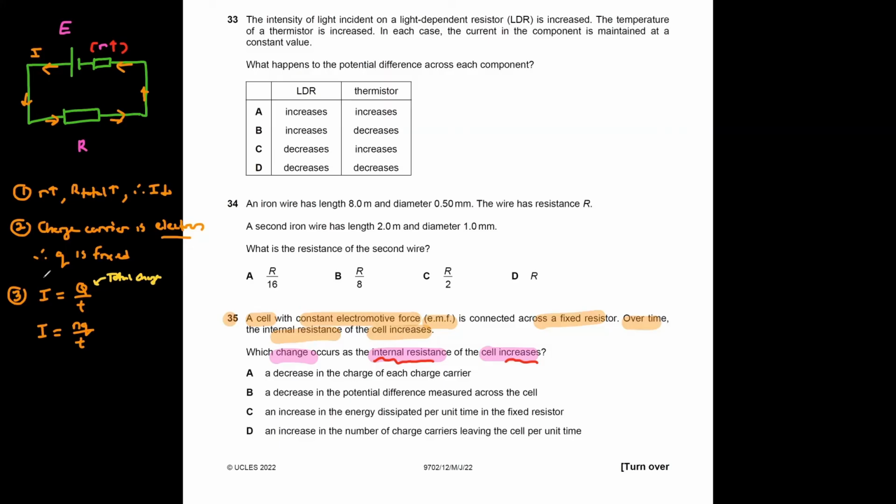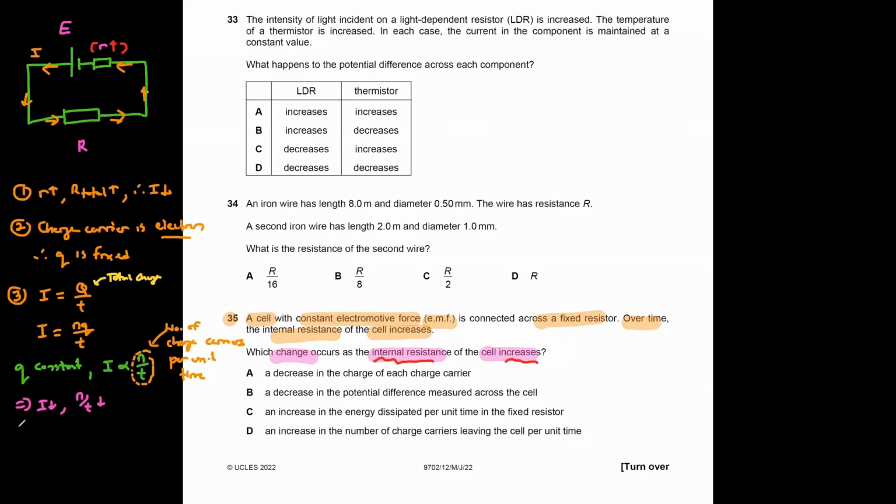From the point above, if we say that Q, the charge of our charge carrier, is fixed or constant here, that would mean that I is directly proportional to N over T. This N over T that we have is actually our number of charge carriers per unit time. So in our case, if we already know that our current is dropping, that would mean that our number of charge carriers per unit time will be dropping too. So that is point number 3.